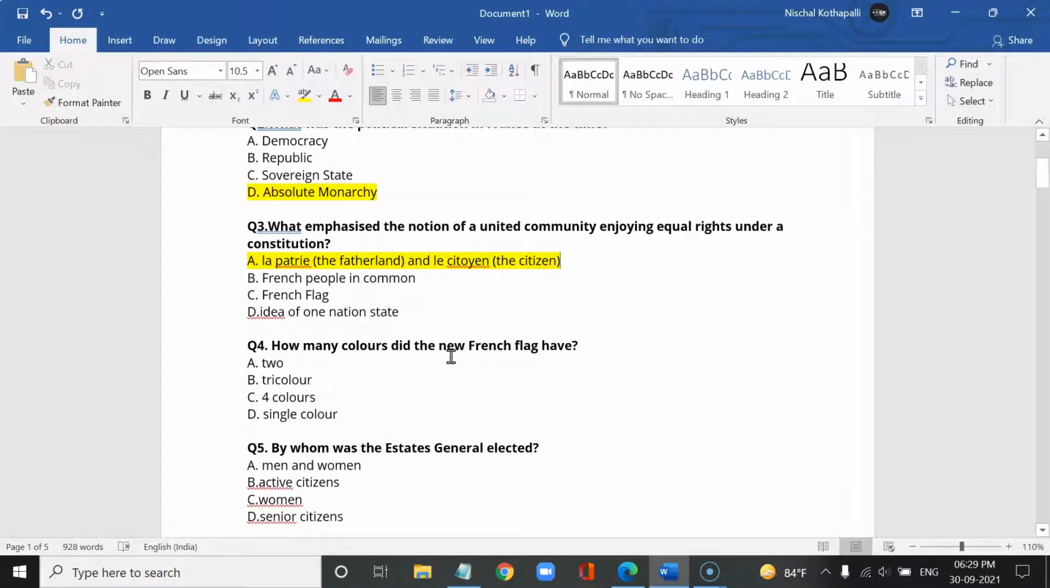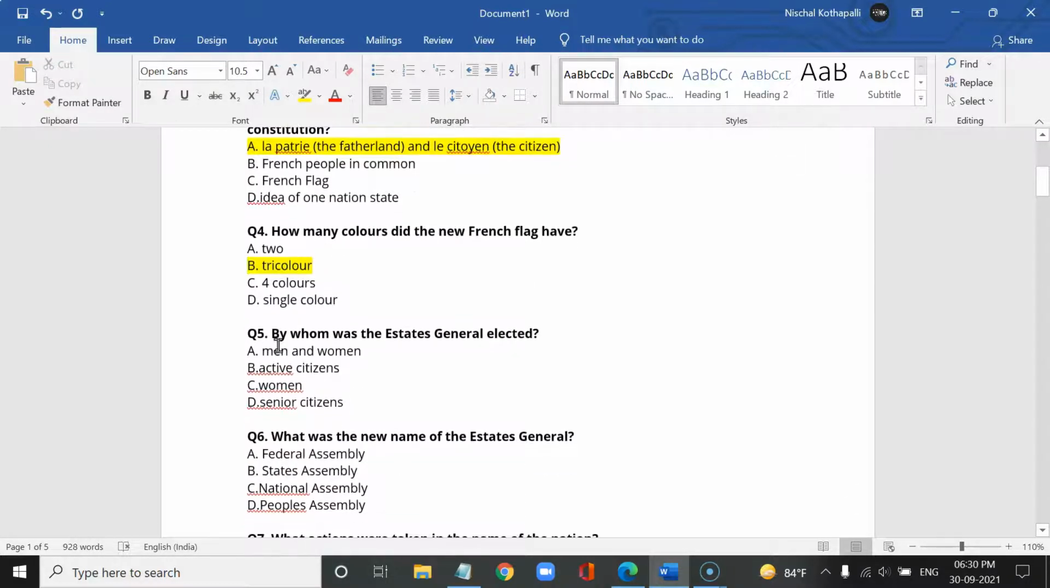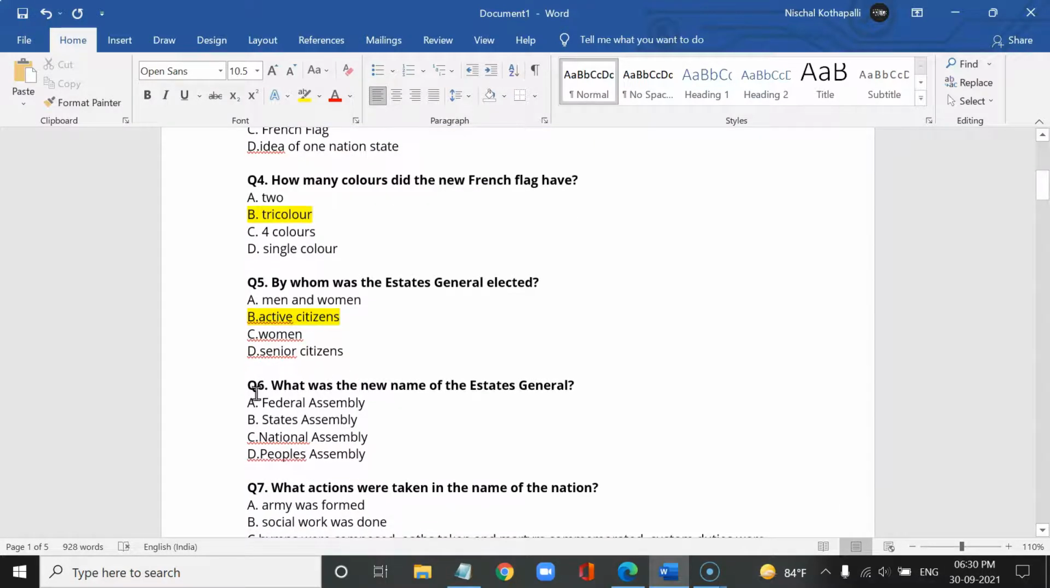How many colors did the new French flag have? It's a tricolor, red, blue, and white, similar to the US colors. By whom was the Estates General elected? The Estates General was elected by active citizens, which were basically top-tier citizens that owned land. So not common men and women, no women at all, really, and no senior citizens either. It was only active citizens who were a group of men that owned property.